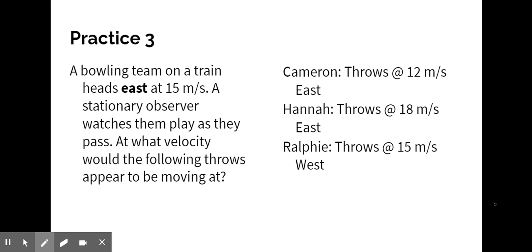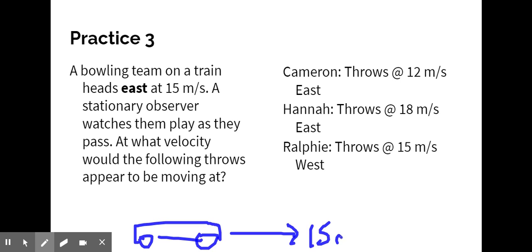A bowling team on a train heads east at 15 meters per second. A stationary observer watches them play as they pass. At what velocity would the following throws appear to be moving? So here's a train. The train is moving at 15 meters per second east. And we've got Cameron, who throws 12 meters per second east. Let's just take this one at a time.